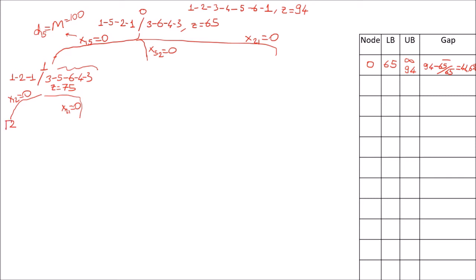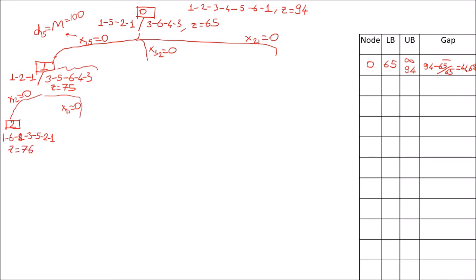So let me put these in square brackets, rectangle inside rectangle, so we can identify the node numbers. Okay, so in this one, if you solve this node 2, we obtain this solution 1, 6, 4, 3, 5, 2, 1. Again, how do we find it? By solving the Hungarian algorithm, the assignment problem. And the Z value is 76.